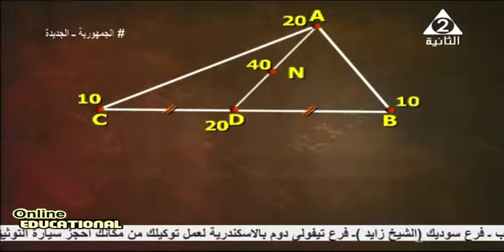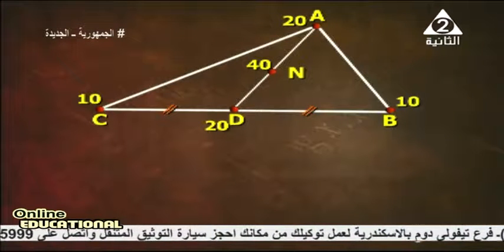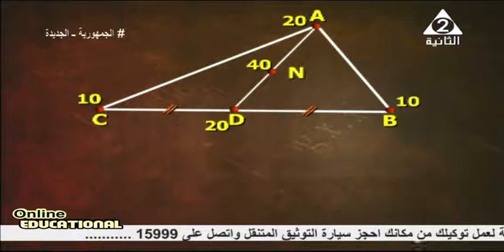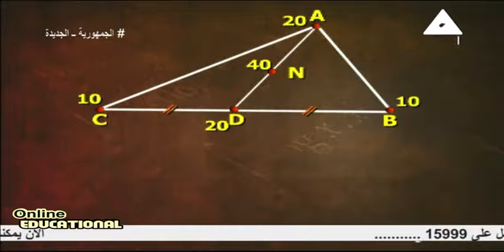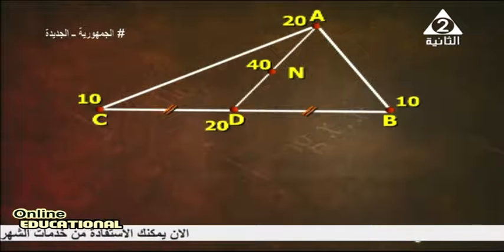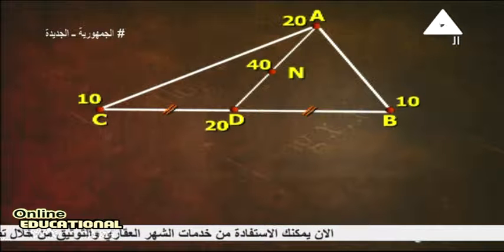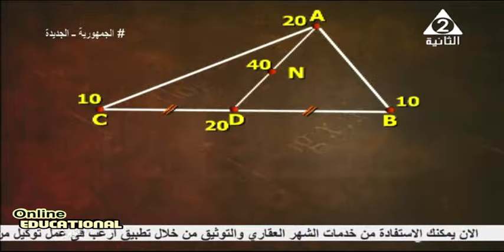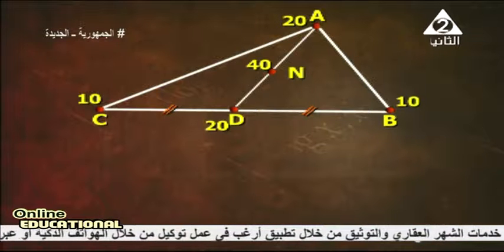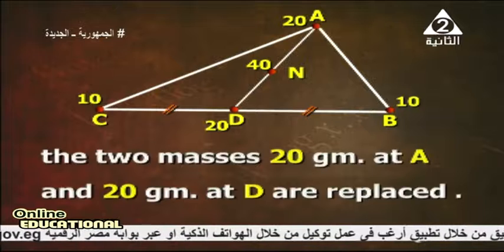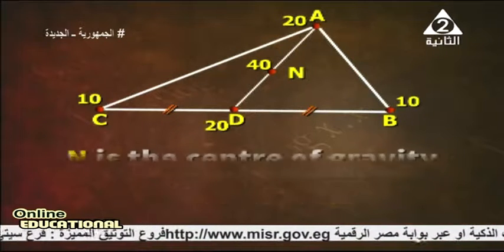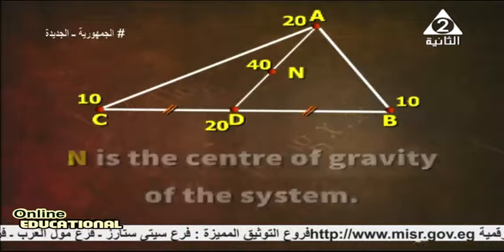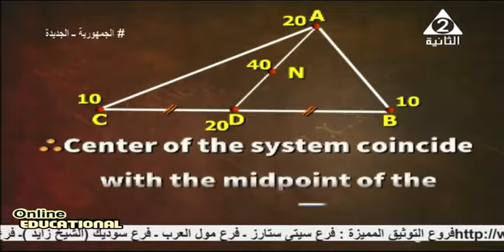Therefore, look at the second figure. It presents mass at A 20 grams, mass at B 10, mass at D 20, mass at C 10, mass at N 40 grams. Form a table to calculate the center of gravity.